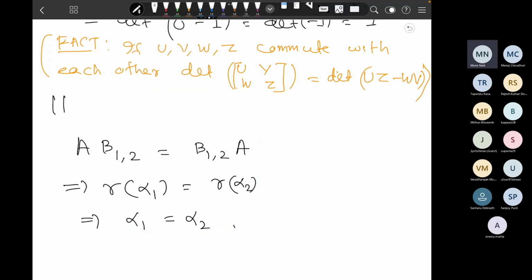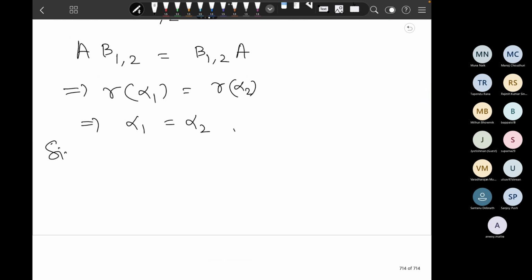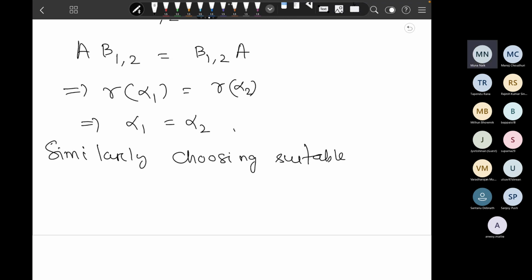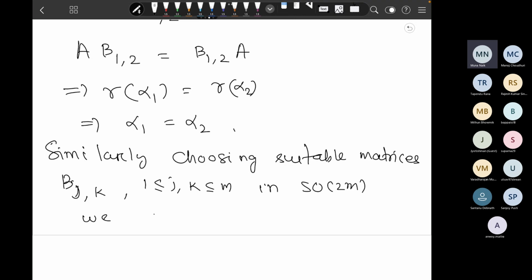So hence this B12 really belongs to SO2. Now similarly, choosing suitable matrices B_jk with 1 ≤ j, k ≤ m in SO2m, we get this thing alpha_j is equal to really alpha_k.